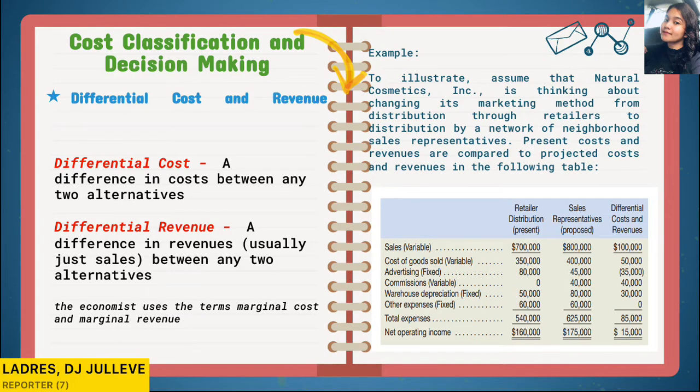Differential revenue. A difference in revenues, usually just sales, between any two alternatives. So when we say differential revenue, it is the anticipated increase or decrease in revenue in one project or investment relative to the increase or decrease in revenue of another project or investment. Put another way, it's the difference in revenue of two or more projects or investments.